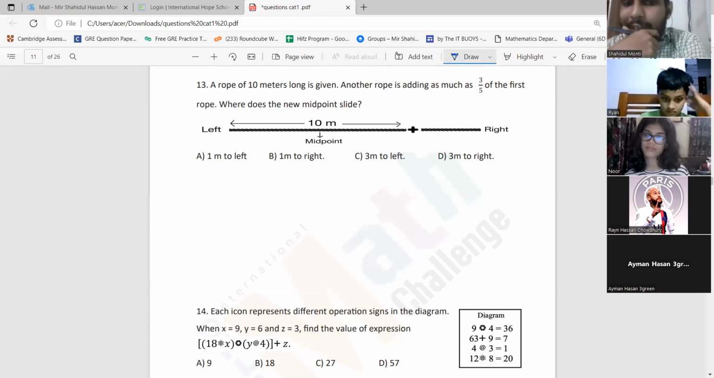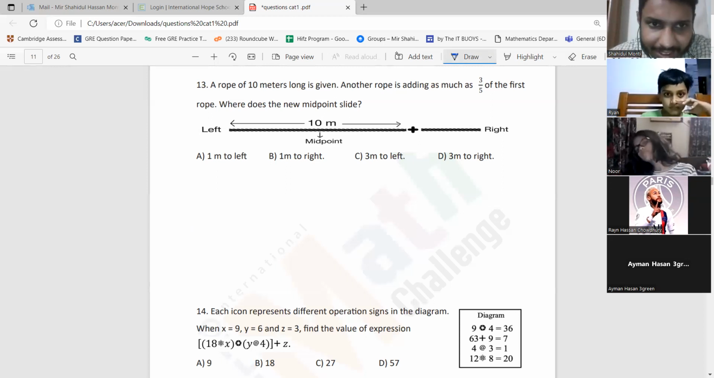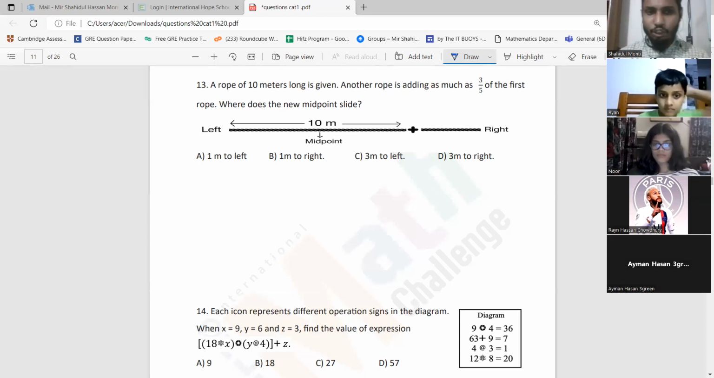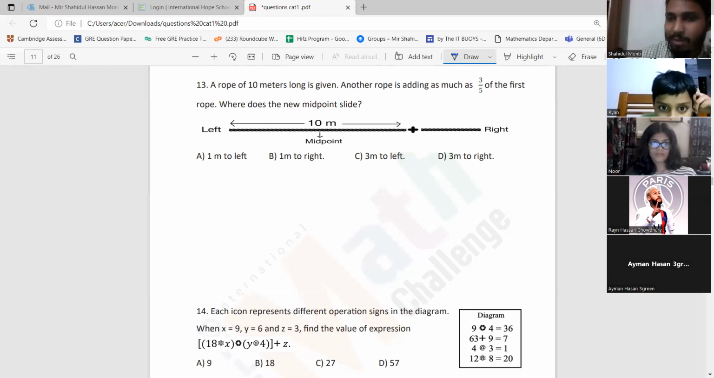Our rope is 10 meters long. We have a 10 meter long rope. And with this, you add 3/5 of the first rope. So let us first find 3/5 of the first rope. What is the meaning of 3 by 5 of the first rope?